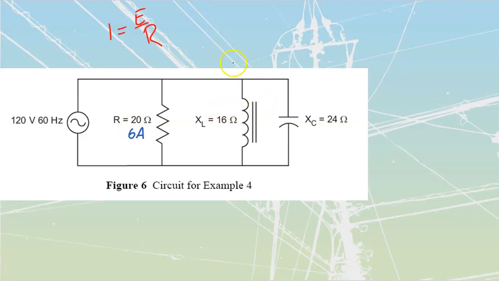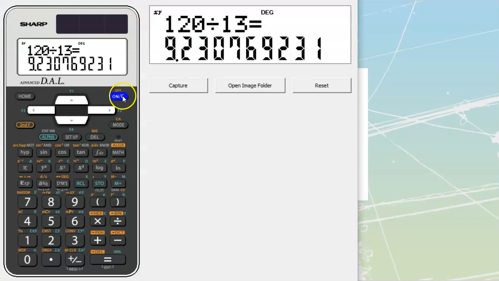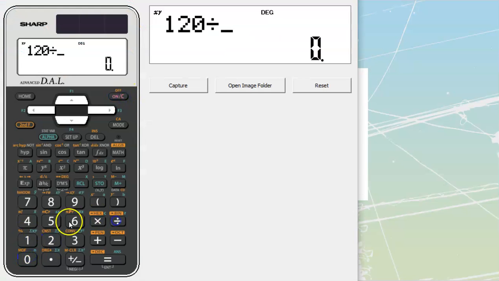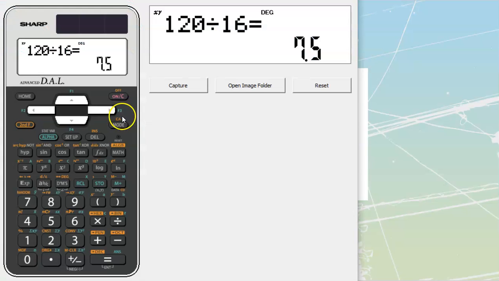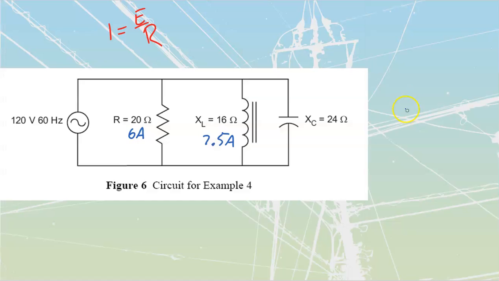This one over here is going to be 120 divided by 16, which gets us to 7.5 amps here. And this one's going to be 120 divided by 24. This gets us to 5 amps over here. Lovely. We've got our individual currents that are going through there.